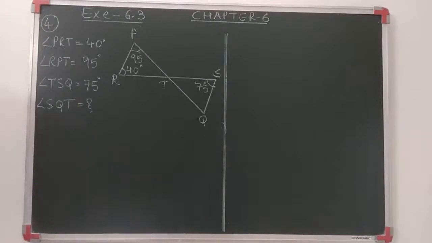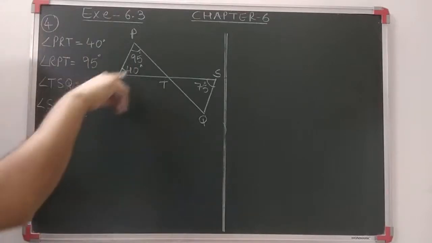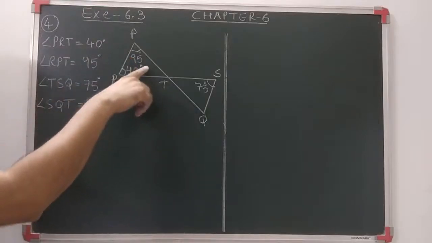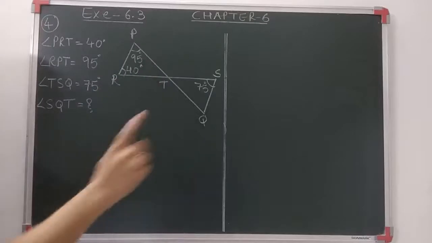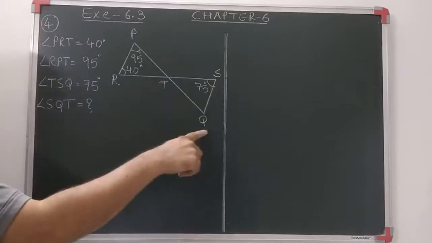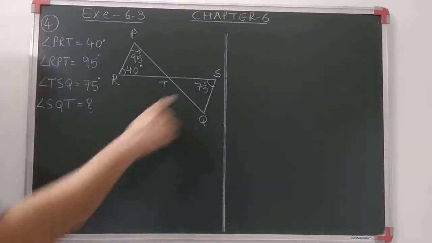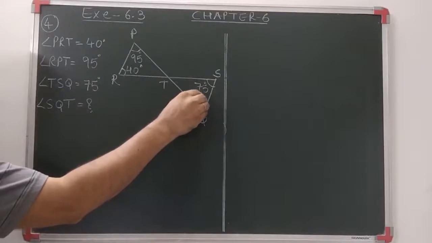Let's continue with the fourth question of this exercise. So you can see that in this diagram, these two angles, that is PRT, which is given as 40, and RPT, that is given as 95. One more angle is given, that is TSQ or QST. Now the angle which we have to find out is SQT. This is the angle we have to find out.